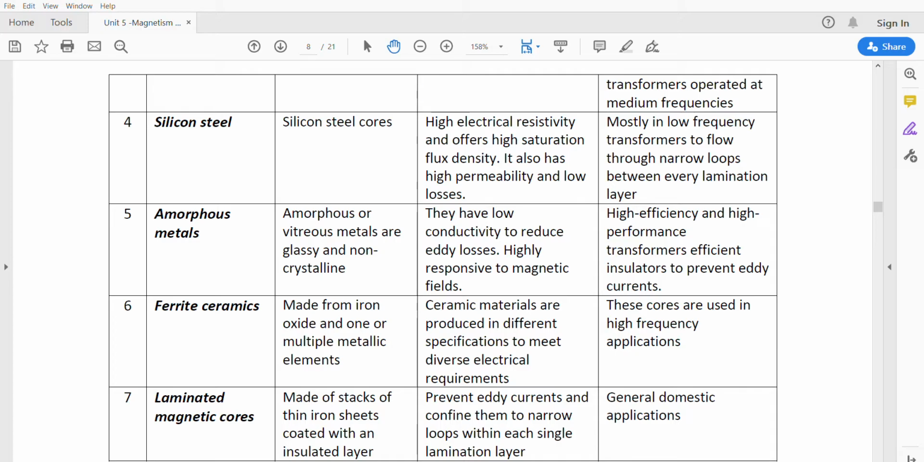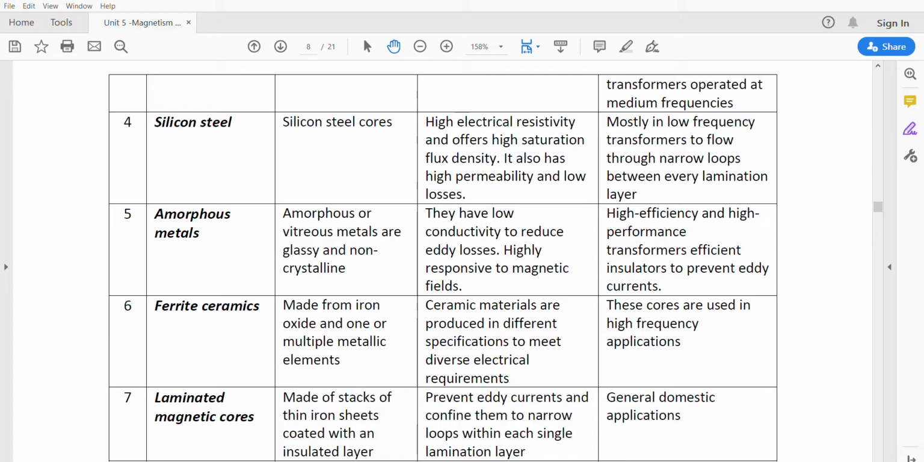Amorphous or vitreous metals are glassy and non-crystalline. They have low conductivity to reduce the eddy losses, and are highly responsive to the magnetic fields. Advantages are high efficiency and high performance. Transformers need efficient insulators to prevent eddy currents.